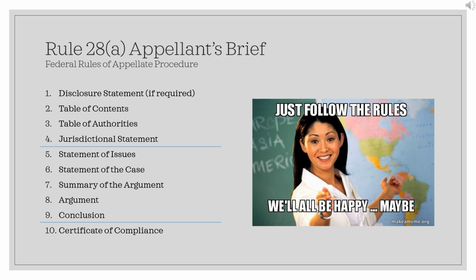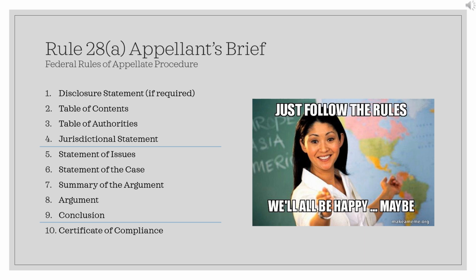An appellant brief is organized into 3 parts. The first part might be categorized as an introduction. This part includes a disclosure statement, if required, the table of contents, table of authorities, and a jurisdictional statement.